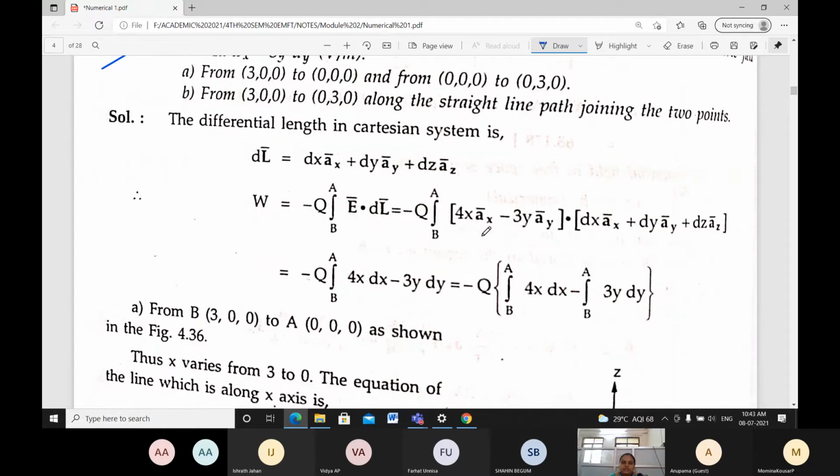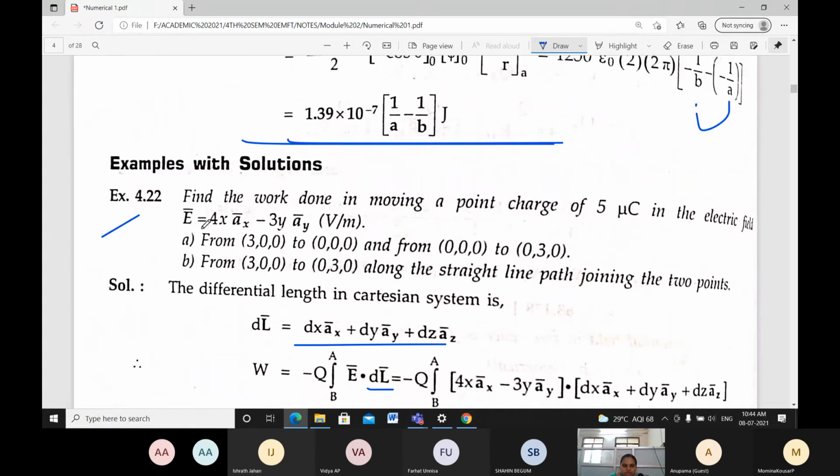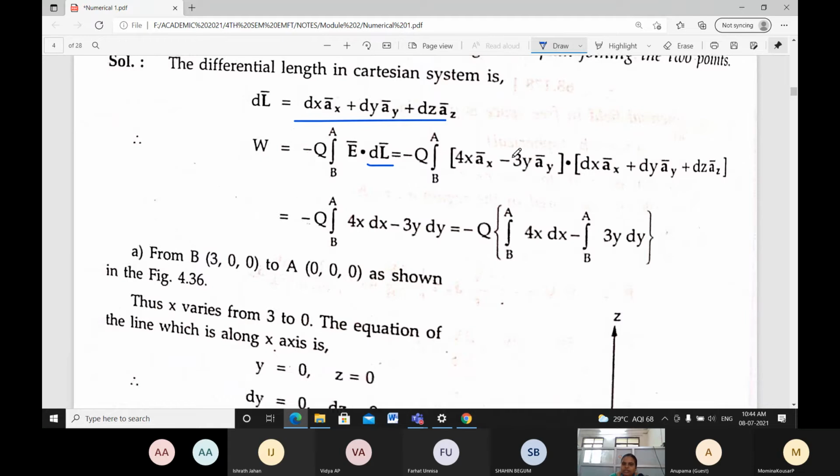First you have to consider what the differential length is in the Cartesian coordinate system. The dl is going to be dx into ax plus dy into ay plus dz into az. What is the work done equation? That is W equals minus q integration b to a E dot dl. This is the equation we take. Next, q is a constant, minus q, where integration is varying from b to a. What is the given equation? 4x ax minus 3y ay dot with the dl. That you have to write here.